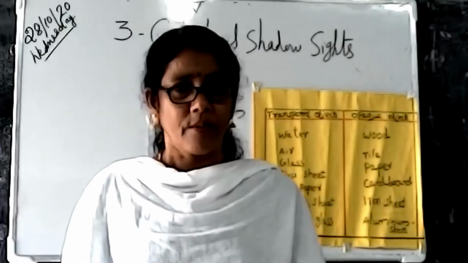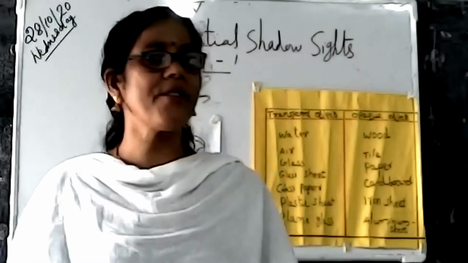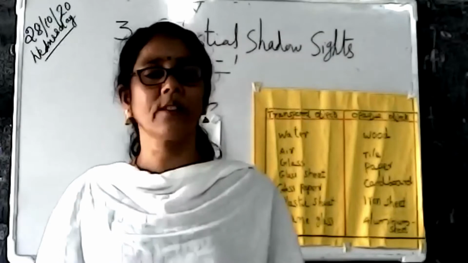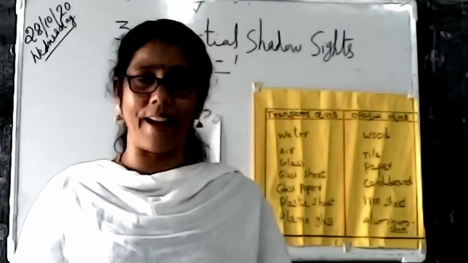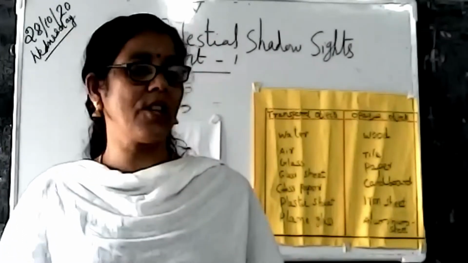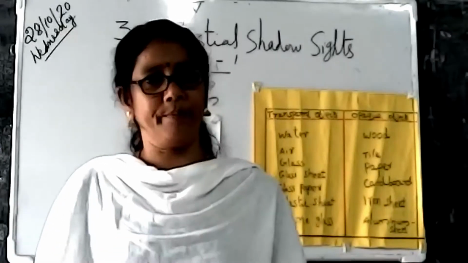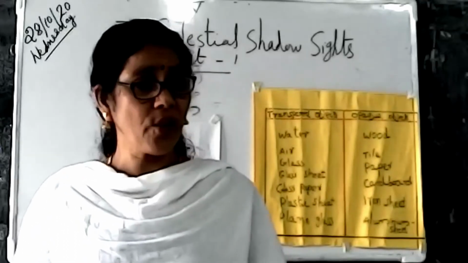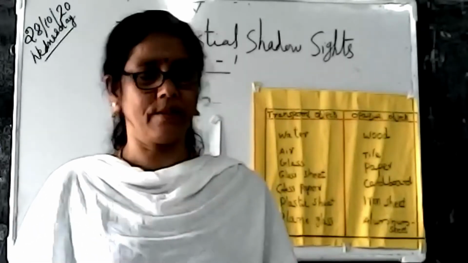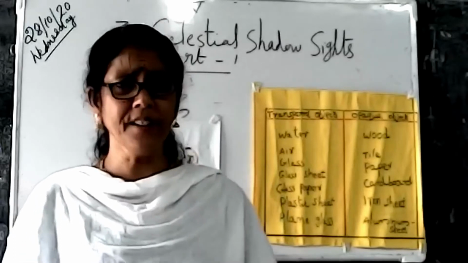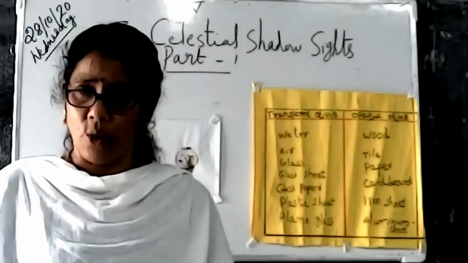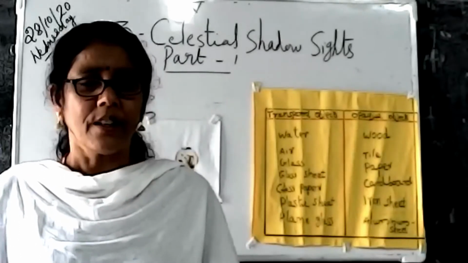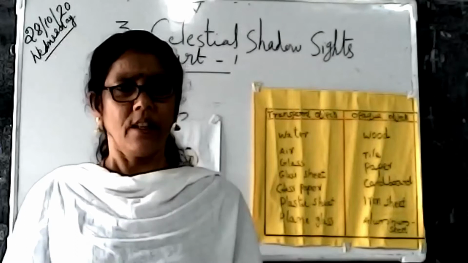We can't see the beauty of our nature. We can't see the colorful sunset and sunrise and the seven-tinted rainbow. These are very beautiful sights and so on. Then we know light is very important.